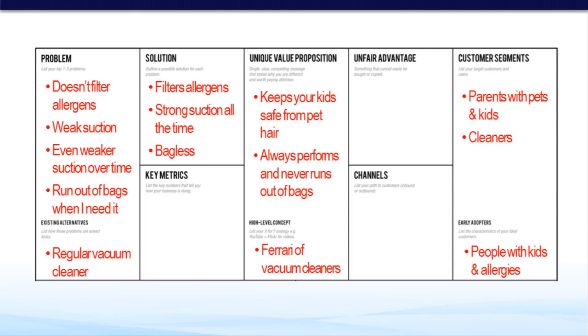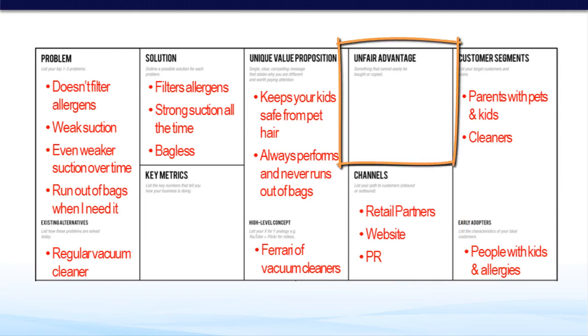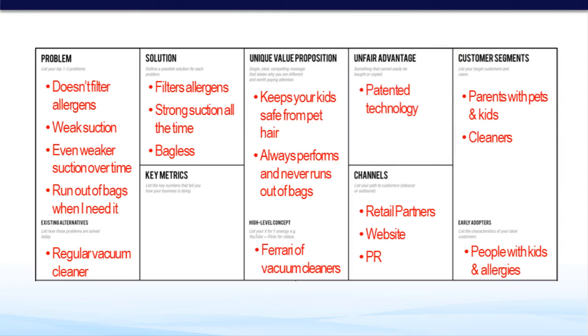So the next part of the lean canvas are the channels. This is where you list the paths to your customers. So these are distribution channels and marketing channels. So in this case, we have retail partners, the website, and PR. The last part that we're going to do in the strategy section is the unfair advantage. So this is something that can't be easily bought or copied in your solution or service. And for the Dyson, it's patented technology for vacuuming. And there you go, we've completed a full lean canvas for the Dyson vacuum cleaner. This can be applied just as easily to a service as to a physical product like the Dyson.